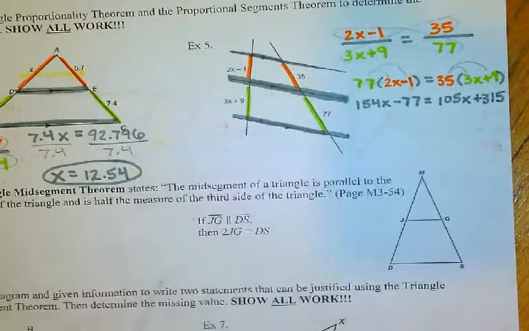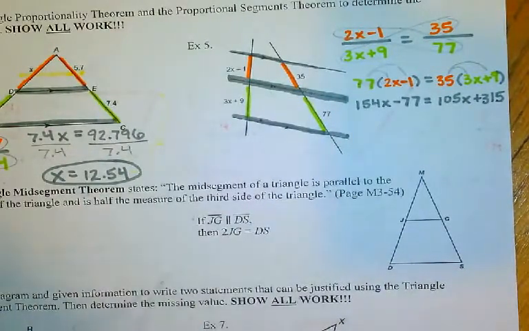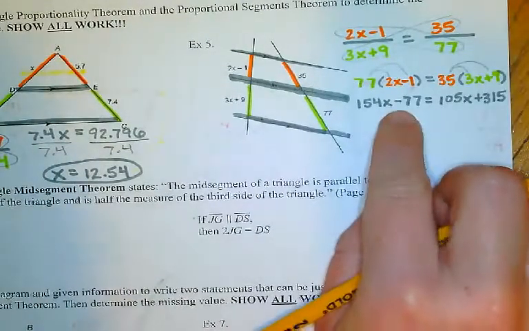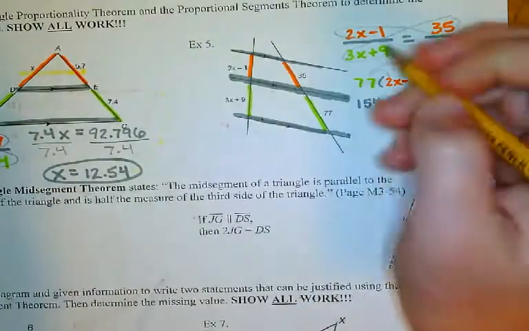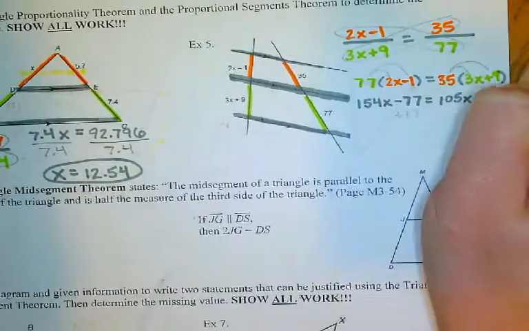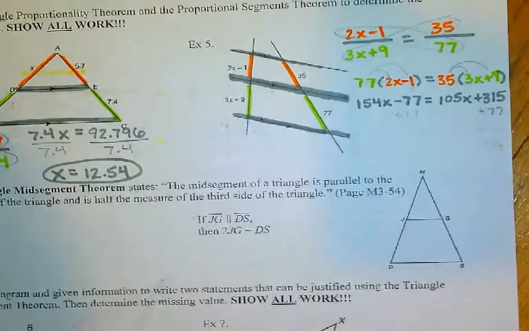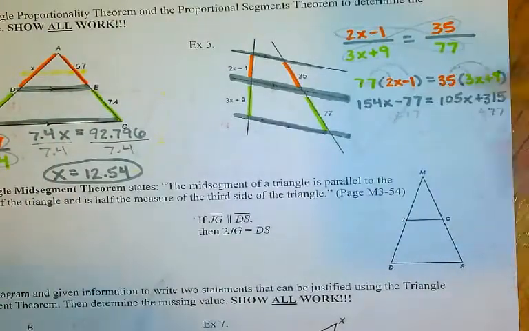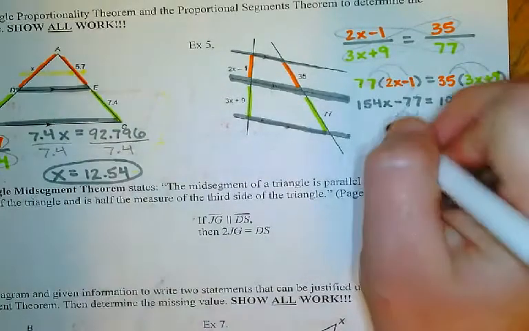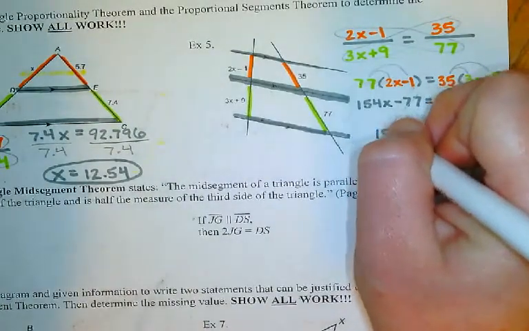Okay, and now we move things around to solve for x. So I'm going to go ahead and move the 77, and to move it to the opposite side, we do the opposite action. So I'm going to add 77, and I'm only adding it to the 315 because those are the like terms. We can only combine like terms.